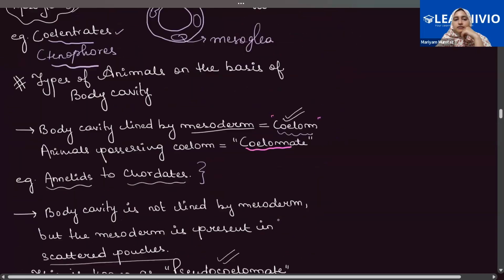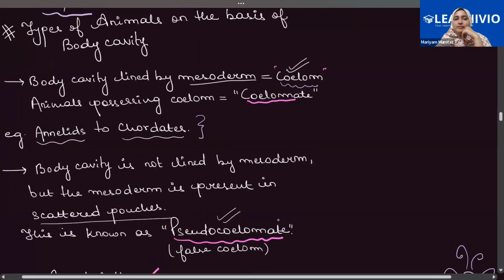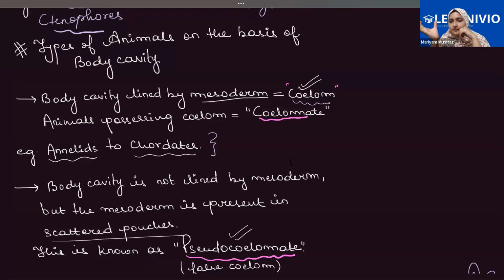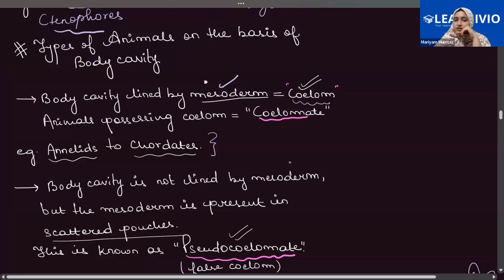Now, types of animals on the basis of body cavity. Body cavity is the internal structure of an organism wherein we talk about mesoderm and its association. If you turn it like this, you'll see a circle. Now we're going to talk about this circle and whether it is lined by mesoderm or not lined, and everything of that sort.